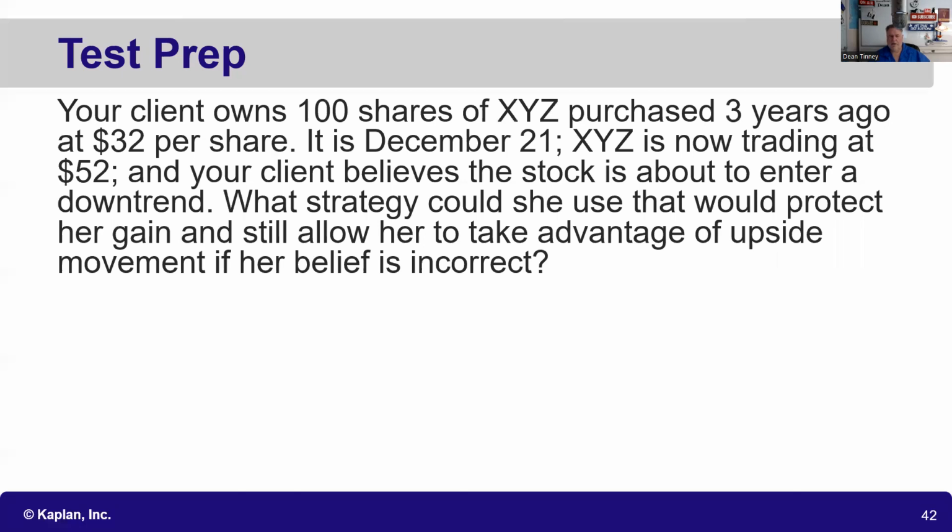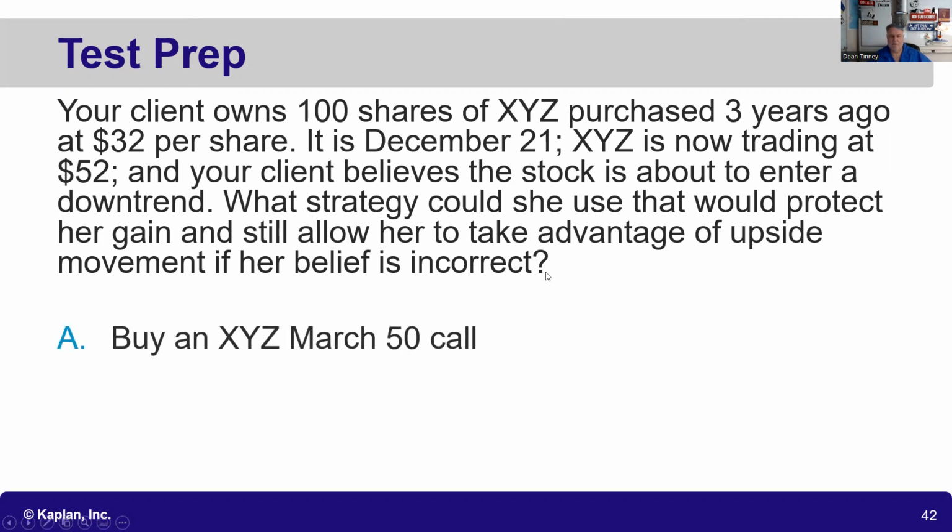So I'm thinking here, when I see this, of a sell stop, or I'm thinking about a put. And with a sell stop, I might get bumped out of the stock. It gets triggered and I sell the stock. So one thing we can do to protect our profit is to place a sell stop somewhere below 52, but it says, and still allow her to take advantage of the upside if her belief is incorrect. Okay, so let's see what answers are available to us.